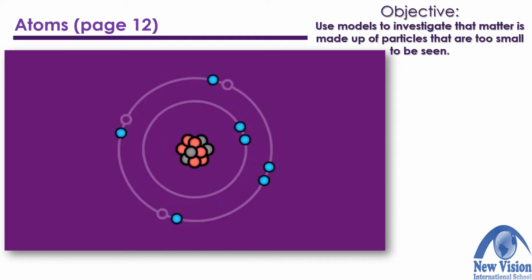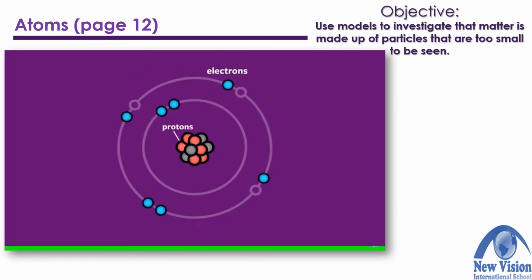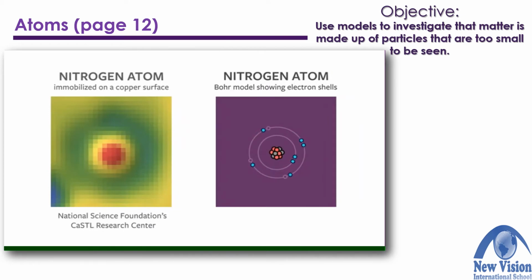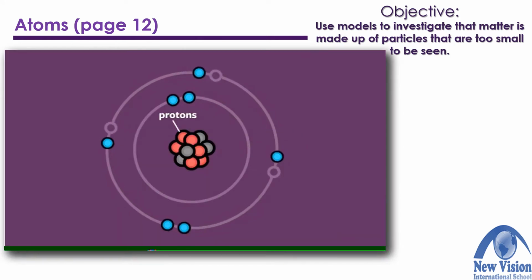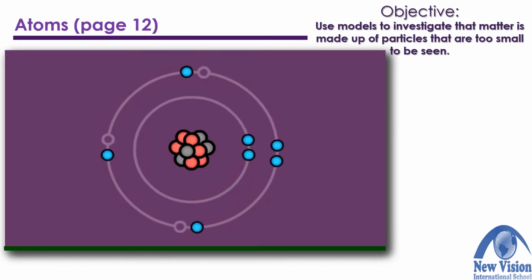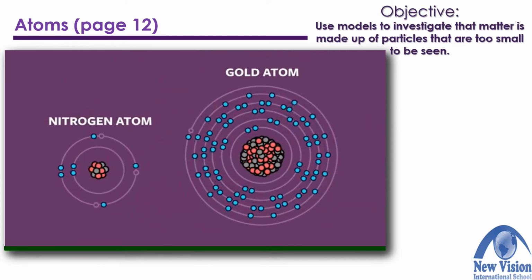Matter is made up of subatomic particles: electrons, protons, and neutrons. This image of a nitrogen atom can be simplified to a model, which is shown on the right. Protons and neutrons cluster at the nucleus of an atom. This gives the atom its mass. A gold atom has 79 protons, which is heavier as compared to nitrogen.